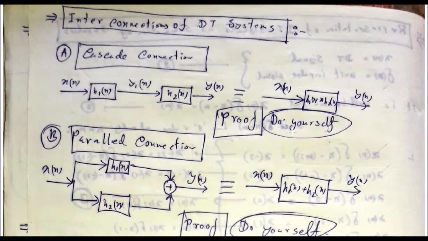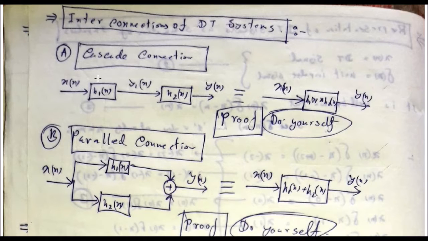Now interconnection between the discrete time systems is very important to understand, because if you want to do block diagram analysis in signals and systems, or later in control systems, you will have to handle several block diagrams. So you have to know what the relationship should be between the overall impulse response and the individual impulse responses of two or more systems, if you connect them in cascade or series, or in parallel.